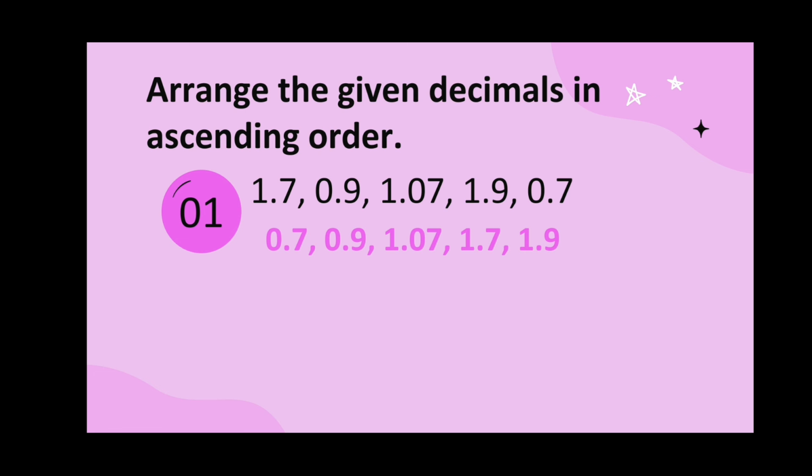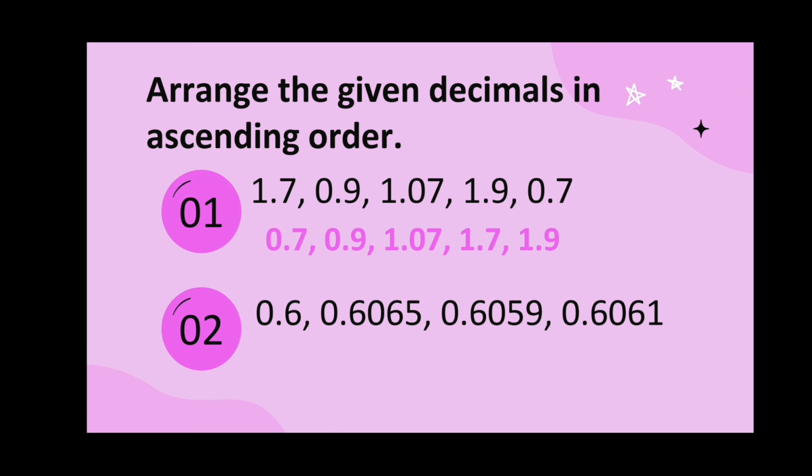So this is the answer. The smallest one is 7 tenths, followed by 9 tenths. Next is 1 and 7 hundredths. Next, 1 and 7 tenths. And the largest one is 1 and 9 tenths. Number 2, 6 tenths, 6,065 ten thousandths, 6,059 ten thousandths, and 6,061 ten thousandths.